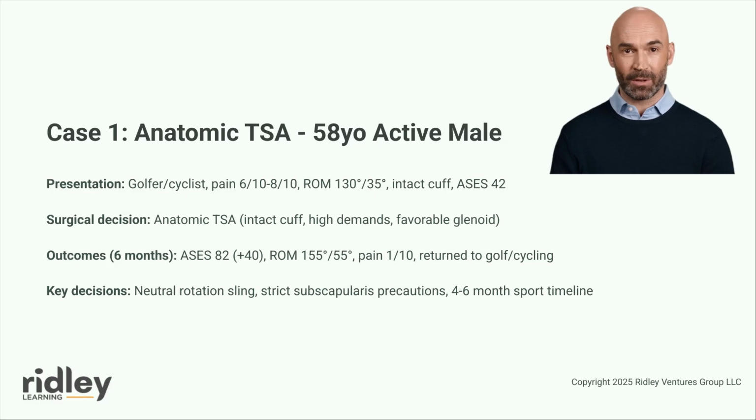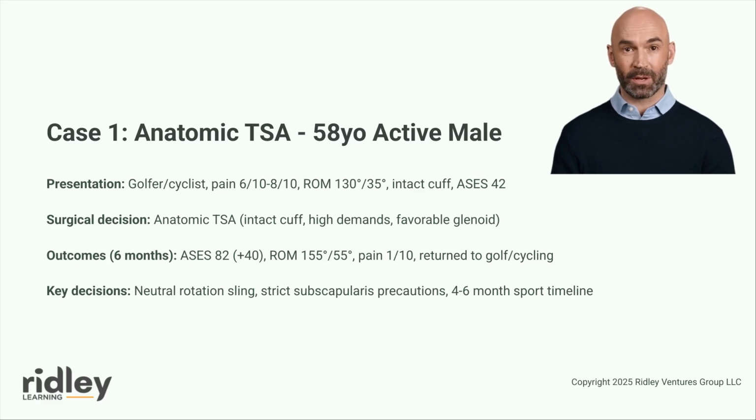Let's begin with case study 1, anatomic total shoulder arthroplasty in a younger, active patient. A 58-year-old male recreational golfer and cyclist presented with progressive right shoulder pain, rated 6 out of 10 at rest and 8 out of 10 with activity, and functional limitation unresponsive to conservative management. His medical history included well-controlled hypertension only. He was a non-smoker with a body mass index of 27 kilograms per meter squared.